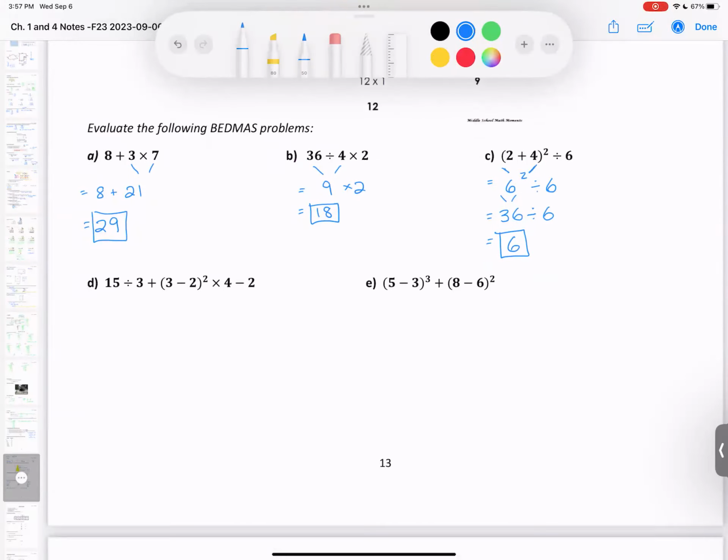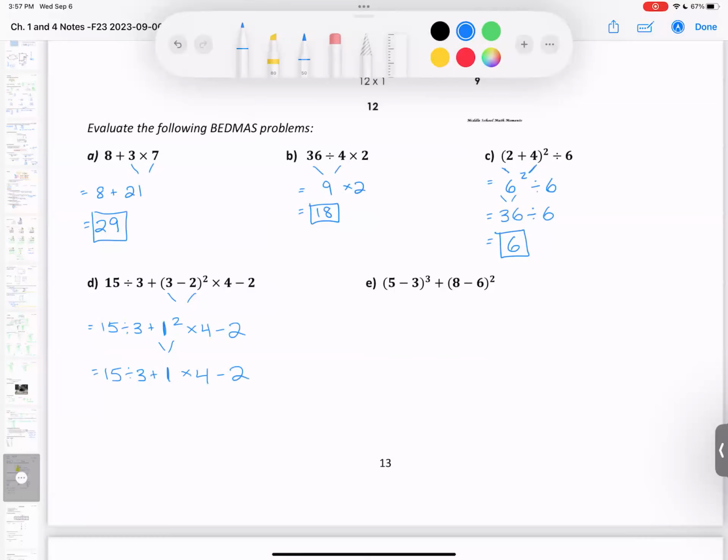Okay, let's do a challenge one. Okay, so we've got a little more going on here. Well, we want to start with our brackets. So let's do that. I'll just rewrite everything here. That 3 minus 2 then is going to become 1, which is squared. Next step is exponents. So we're going to deal with that exponent. 1 squared is 1 times 1, or just 1. So that reduces down to just a 1.